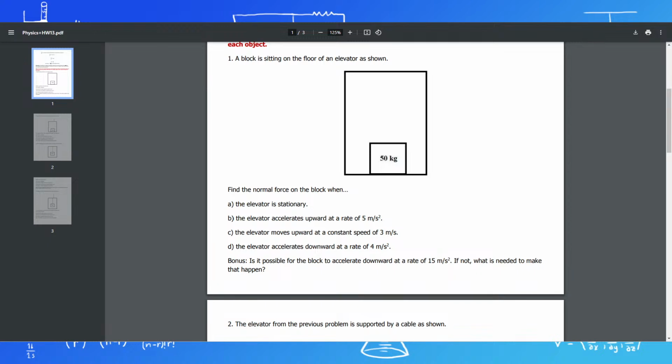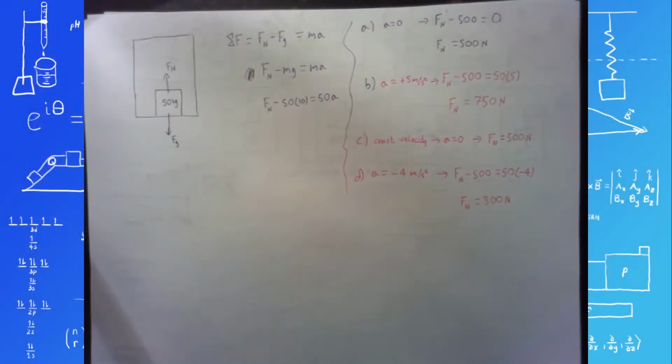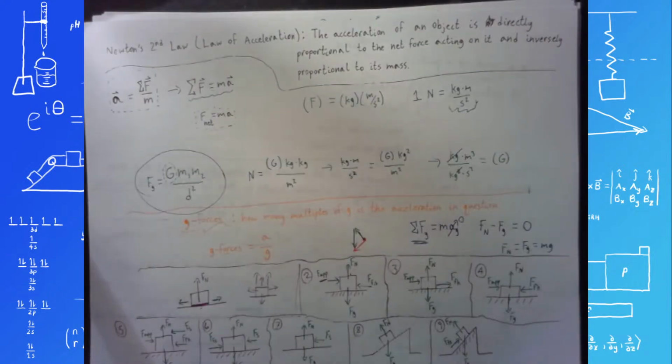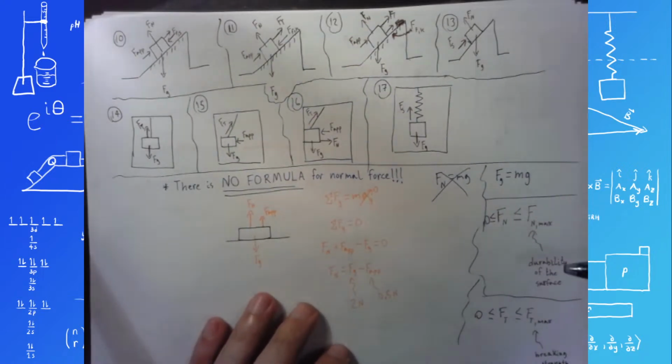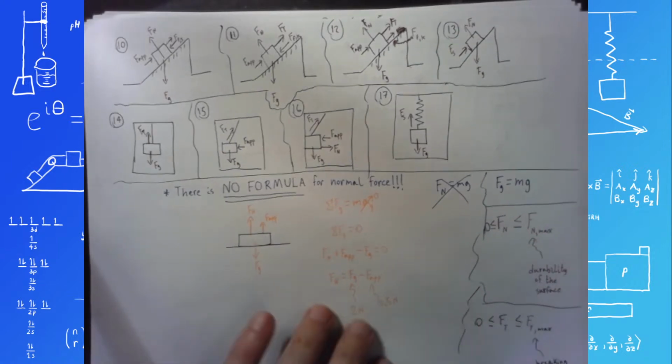It says, if not, what is needed to make that happen? So if I were to plug -15 in here, what would happen? Well, -15 times 50 would be -750. And if you add 500 to both sides, -750 becomes -250. So you would need a normal force of -250. But normal force cannot go that low. That would mean that the normal force would have to pull the block downward. But the floor of the elevator cannot pull. It can only push. It can't go any lower than 0. So this is not realistic.